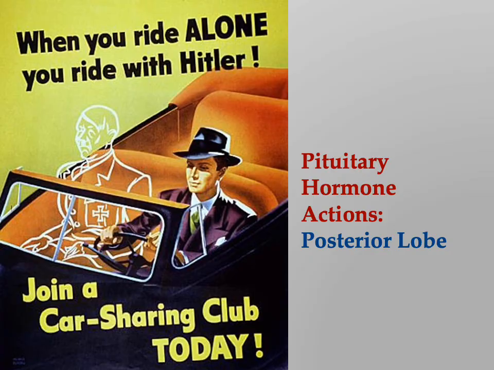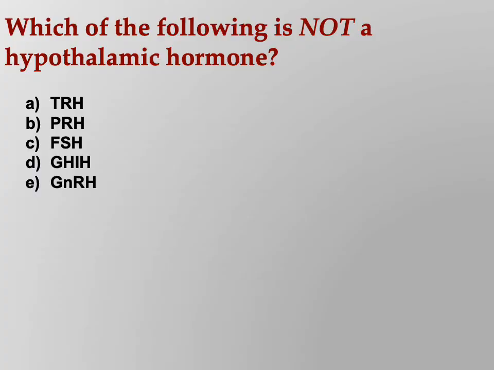Yeah. Okay. So here you go. Which of the following is not a hypothalamic hormone? Remember, there is an incredibly easy way to spot the hypothalamic hormones. They all have certain letter combinations. Do you remember? Yes, of course you do. FSH, that's an anterior pituitary hormone. All the rest are hypothalamic hormones.